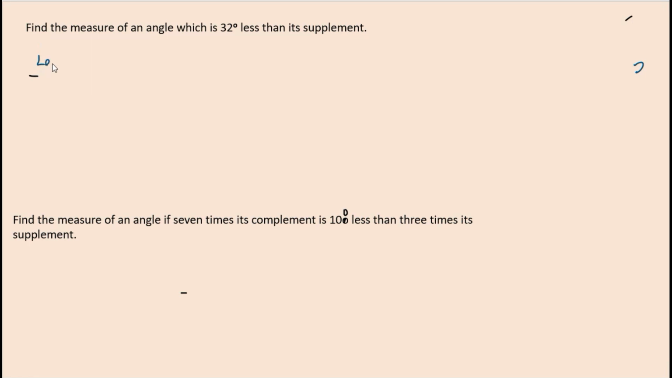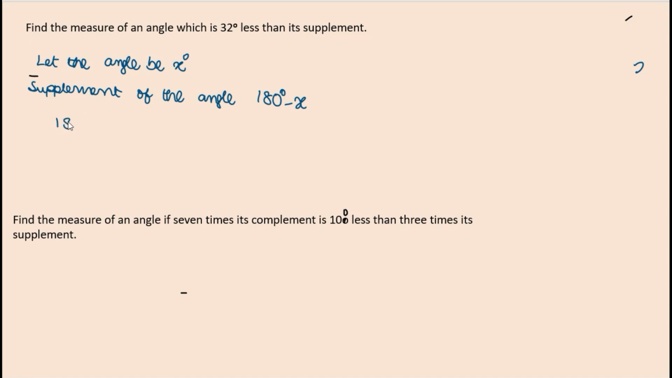So let the angle be x degree. 32 degree less than its supplement. So what is the supplement of the angle? When the sum of the measure of the two angles gives us 180 degree, that is called a supplement of the angle. So if one angle measures x degree, the supplement of the angle will be 180 degree minus x.